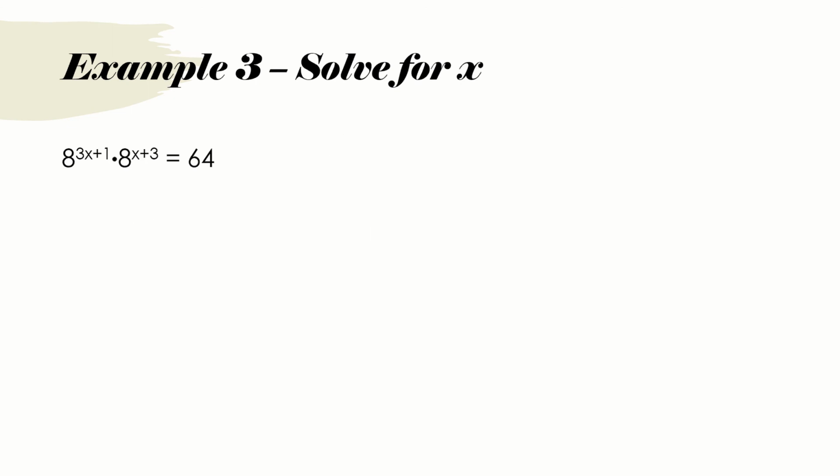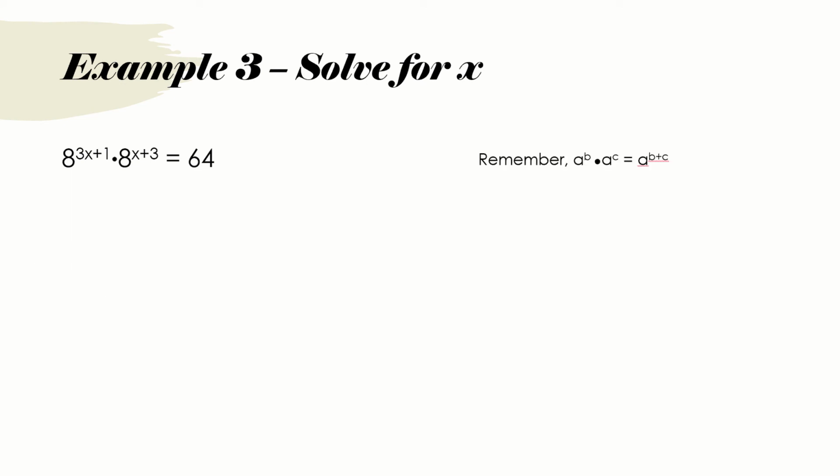So now we have something like this, okay? This is a more complicated looking equation, but we'll be able to figure it out. This says 8 raised to the 3x plus 1 times 8 raised to the x plus 3 is equal to 64, okay? So what are we going to do here? Now we have these two terms that are multiplied together, so what are we going to do?